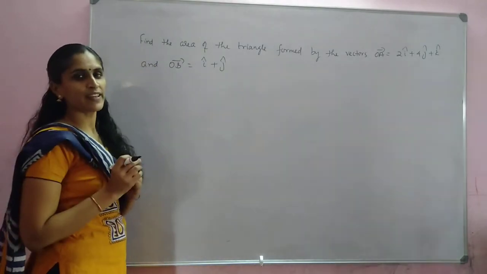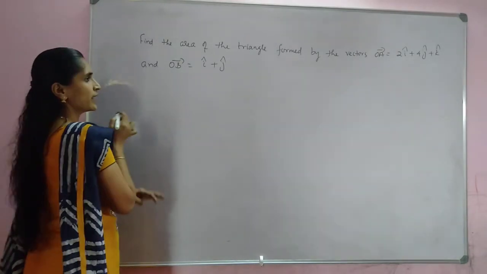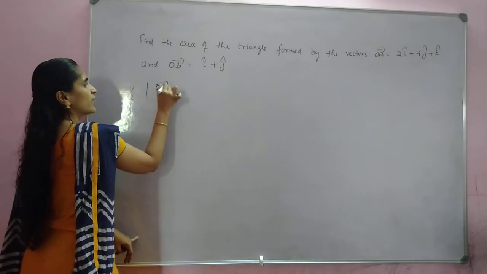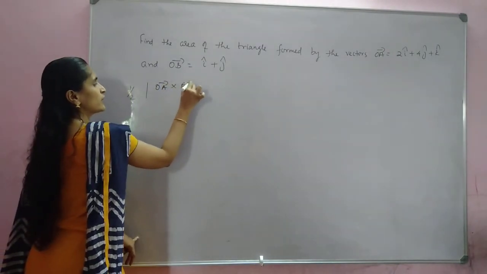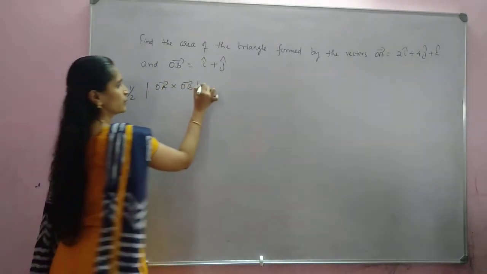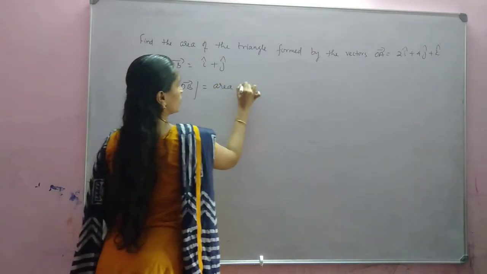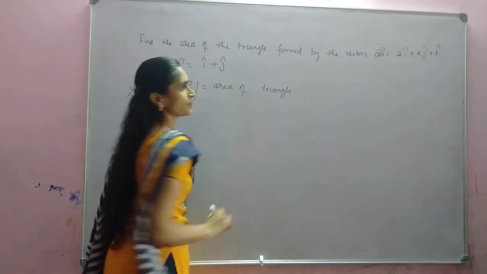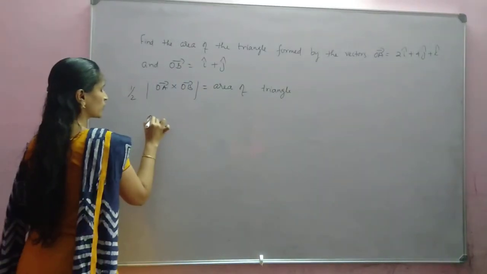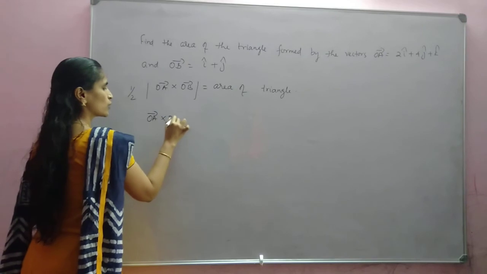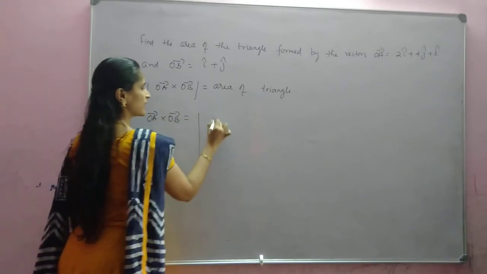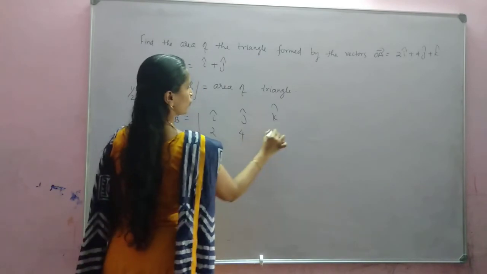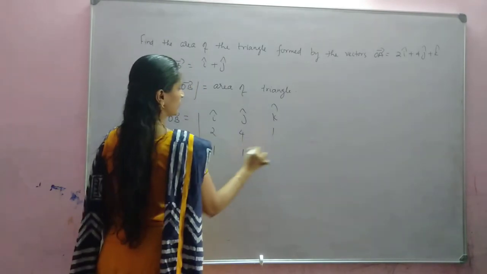So how to find the area of the triangle? If OA and OB are there, we can write half into magnitude of OA cross OB. That will be equal to area of triangle. Now we can find OA cross OB. OA cross OB is equal to, procedure is same, i, j, k, 2, 4, 1, 1, 1, 0.